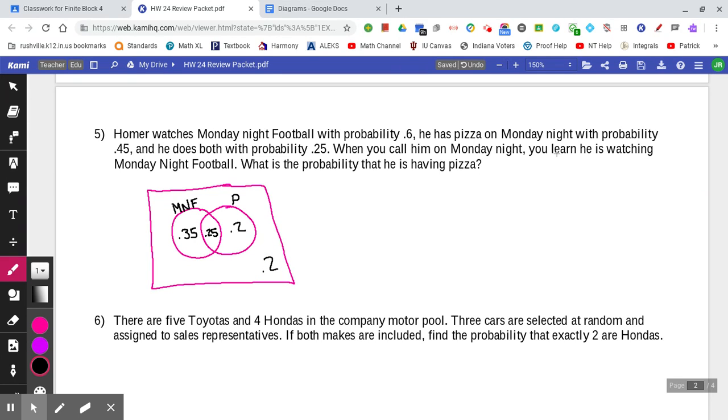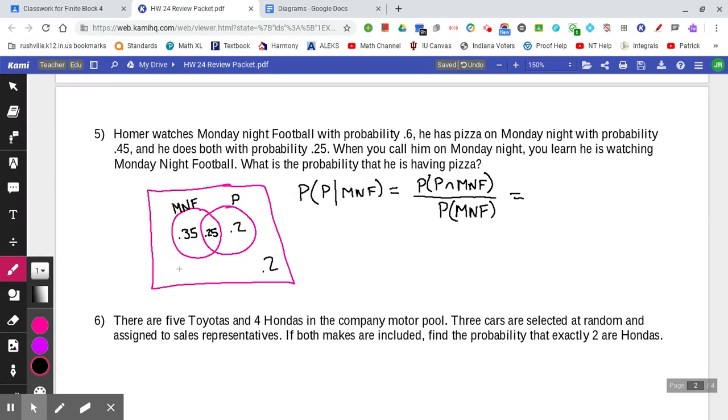When you call him on Monday night, you learn he is watching Monday Night Football. What's the probability he's having pizza? So what we're trying to figure out here is the probability that he is having pizza given that he's watching Monday Night Football. So this is conditional probability, which means the conditional probability formula would be perfect for us. That is going to be the probability that he's having pizza and watching Monday Night Football, divided by the condition, what we know already has to happen, which is the probability of watching Monday Night Football.